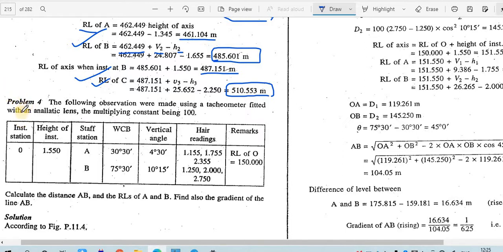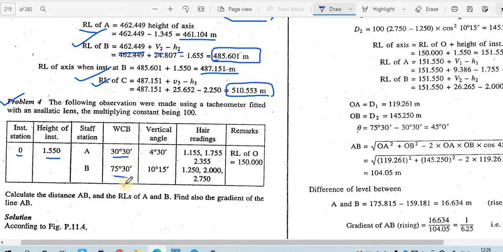Okay. The next question is: the following observations were made using a tachometer fitted with an analytical lens, the multiplying constant being 100. So this is the instrument station at point A. Height of instrument at that particular point is 1.55. The staff has been kept at two points A and B. The whole circle bearing has been given. So the new thing in this question is that the whole circle bearing was not given in any question so far, but in this question it is given.